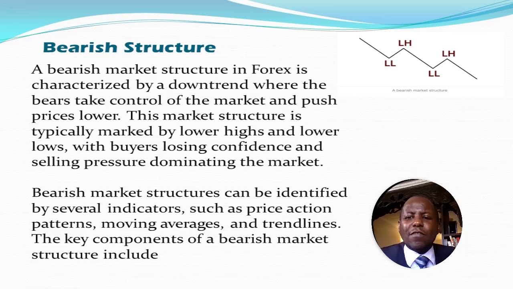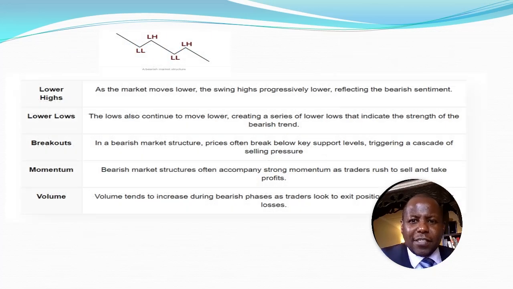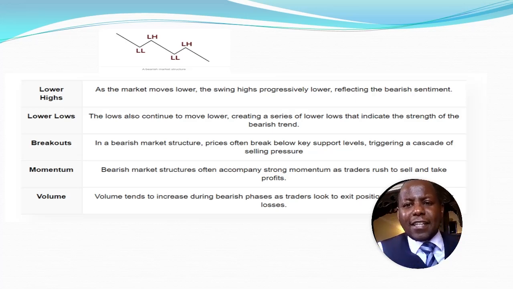The key components of a bearish market structure include, let us look at these particular components. You have lower highs. As the market moves lower, the swing highs become progressively lower, reflecting the bearish sentiment. You have lower lows. The lows also continue to move lower, creating a series of lower lows that indicate the strength of the bearish trend. Then there's something else we had included, and it's important for you to notice. There's something we call breakouts. Breakouts, we will explain this a little more a little later.